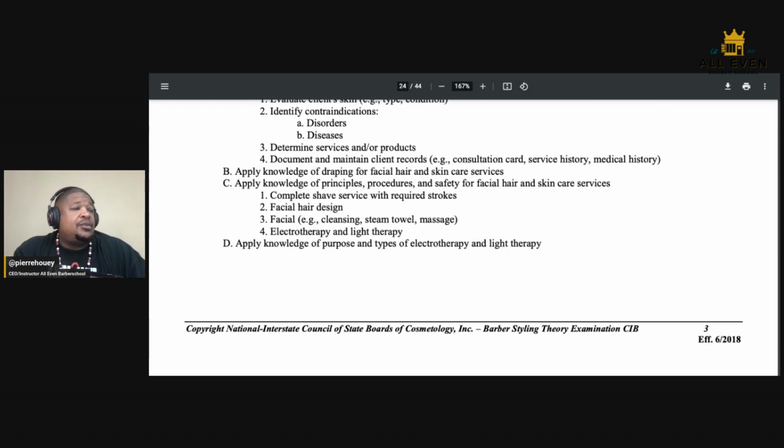And then you have electrotherapy and light therapy. Let me tell you one thing about those two. I haven't heard about no more than 3 questions dealing with electrotherapy and light therapy, and they don't really get involved. They don't really go all detailed and scientific in nature. They literally just asking, "Hey, what is electrotherapy for?" or "What is light therapy for?" Okay. And then last but not least, D, apply knowledge of purpose and types of electrotherapy and light therapy, which we will talk about. Okay.